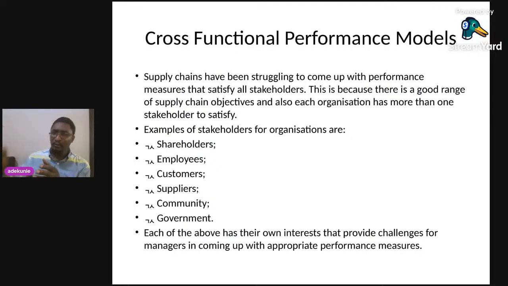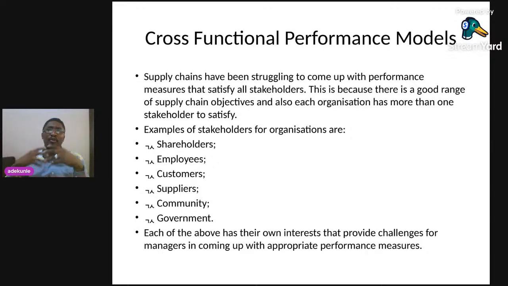Non-financial performance measures. Then let's look at the concept of cross-functional performance model. Supply chains have been struggling to come up with performance measures that satisfy all stakeholders. This is because there's a good range of supply chain objectives, and each of these organizations has more than one stakeholder they need to satisfy. Examples of stakeholders are your shareholders, your employees, your customers, your suppliers, the community where your business is working around, government, and even NGOs. All these are people that you need to satisfy.